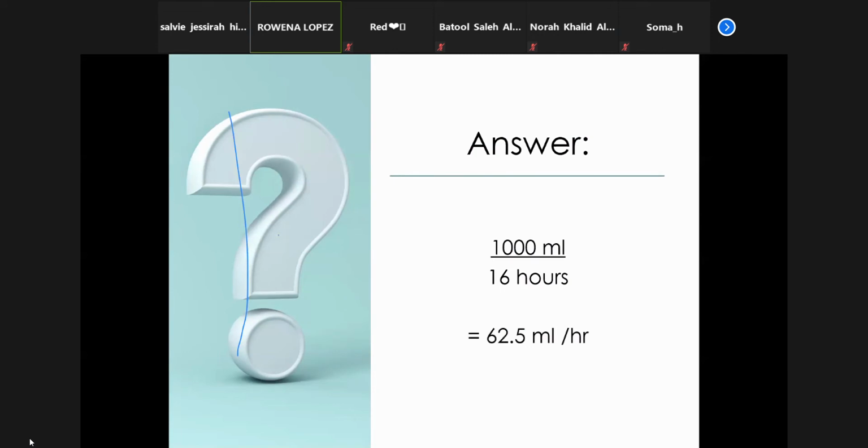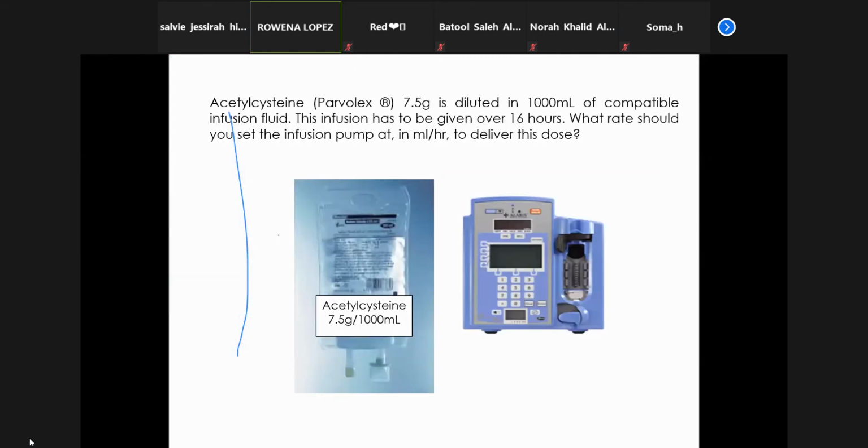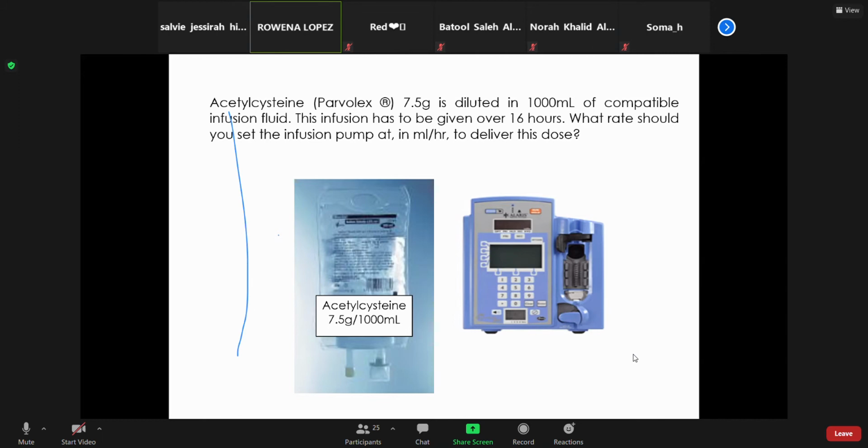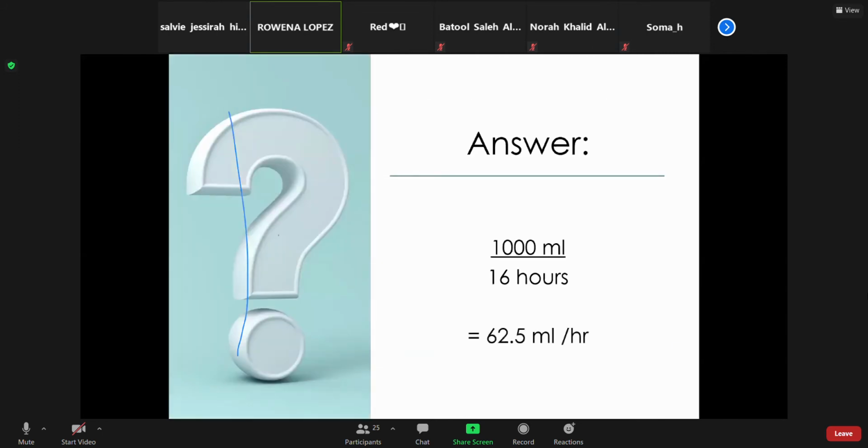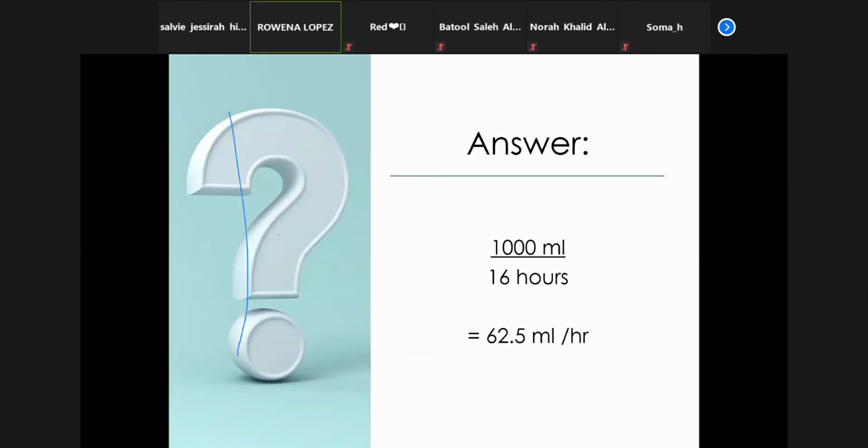We disregard the 7.5 because the drug is diluted in 1,000 ml. So it is actually making tricks to you, okay? So the total volume is 1,000 divided by 16 hours, then you will have 62.5 ml per hour.